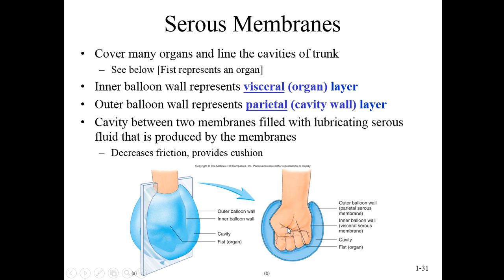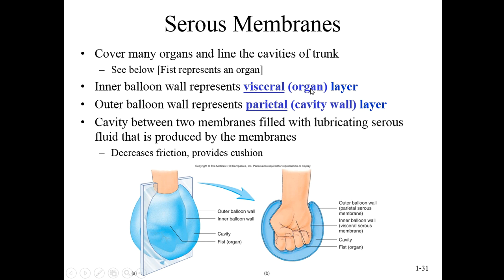And that's exactly what we see surrounding the heart. We call it the pericardium. When we surround the lungs, it's called the pleura. And when it surrounds the guts and the intestines, we call it the peritoneum. Each of these has two layers.